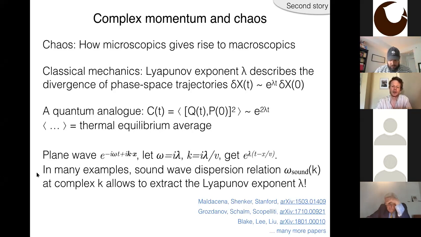And it turns out that the dispersion relation for sound waves at complex wave vector actually knows about the Lyapunov exponent, the quantum Lyapunov exponent. So if you look at the dispersion relation of sound waves, you can actually find what the quantum Lyapunov exponent is, and you can characterize some quantity that relates to quantum chaos purely from hydrodynamics. So that's actually quite fascinating.